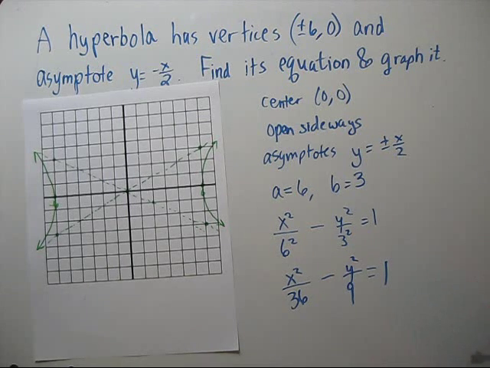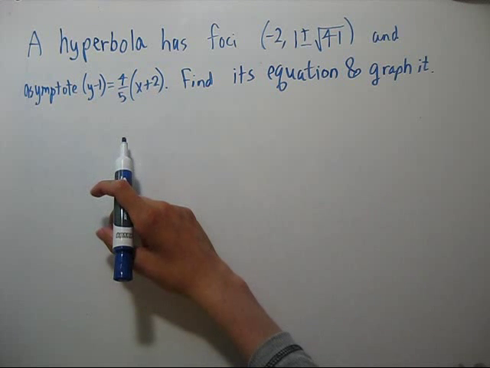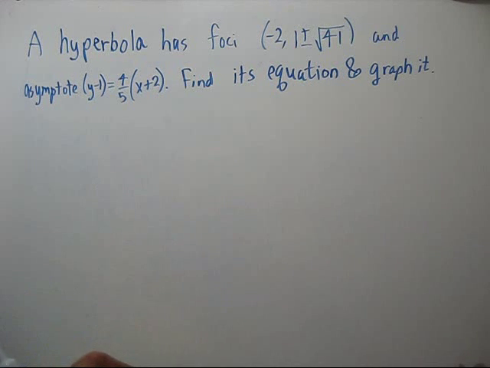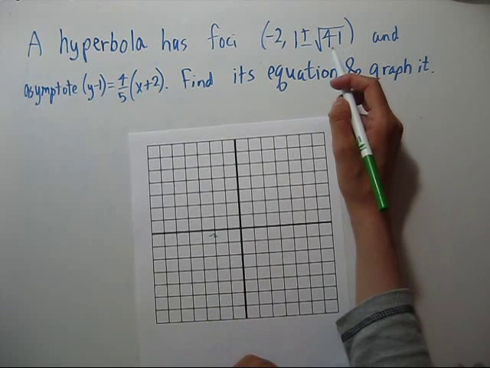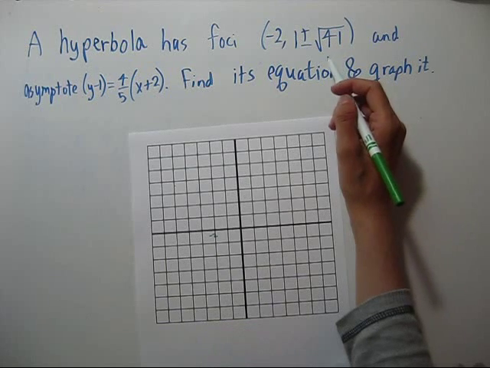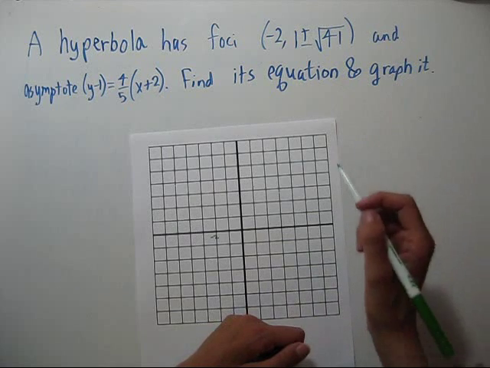There's our equation. We have the foci and one of the asymptotes of a hyperbola, and we'd like to find its equation and graph it. Well, let's graph what we have. The square root of 41 is less than the square root of 49 and greater than the square root of 36, so it's between 6 and 7.